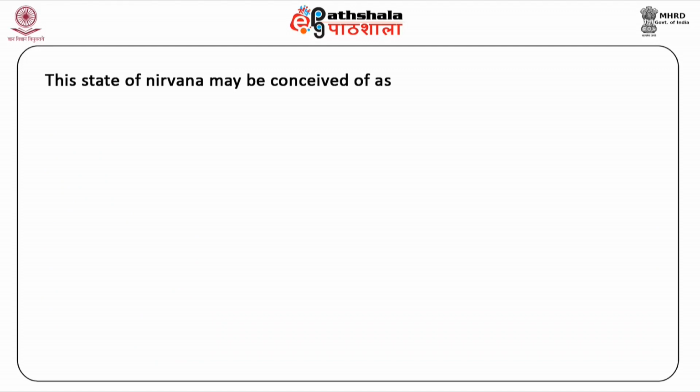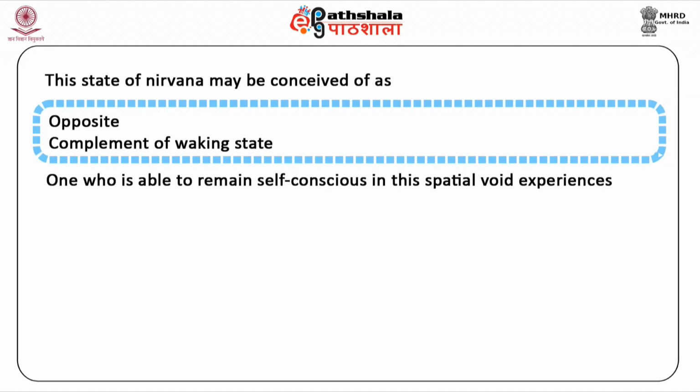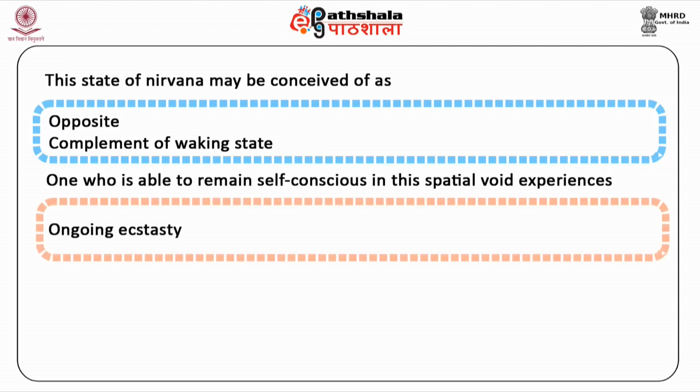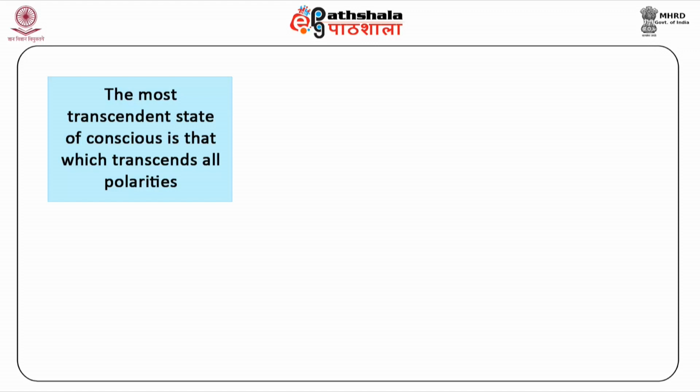This state of nirvana may be conceived of as the opposite or complement of the waking state. One who is able to remain self conscious in the spatial void experiences a state of ongoing ecstasy far in excess of any pleasure experienced through the waking mode of consciousness. Though this is a state of mystic bliss devoid of all the pain and suffering experienced in the waking state, it is not the highest state of consciousness. The most transcendent state of consciousness is that which transcends all polarities, including the primary polarity between nirvana and the world of names and forms.